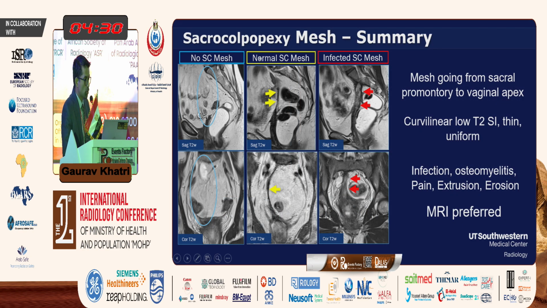To summarize the sacrocolpopexy mesh, this is a normal patient that does not have any sacrocolpopexy mesh. You see there's nothing between the sacral promontory and the vaginal apex. This is a normal mesh going from the sacral promontory to the vaginal apex, has the normal right-sided appearance, and this is an example of one with infection. You can see how much thicker it is, and it's got some high signal intensity on T2 because of the infection. And again, MRI is typically preferred in this setting.